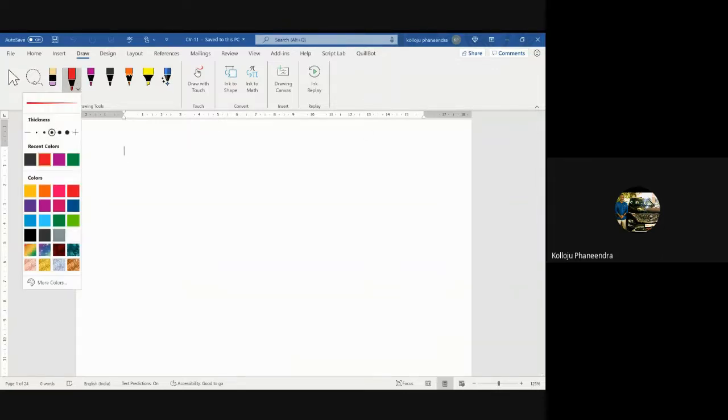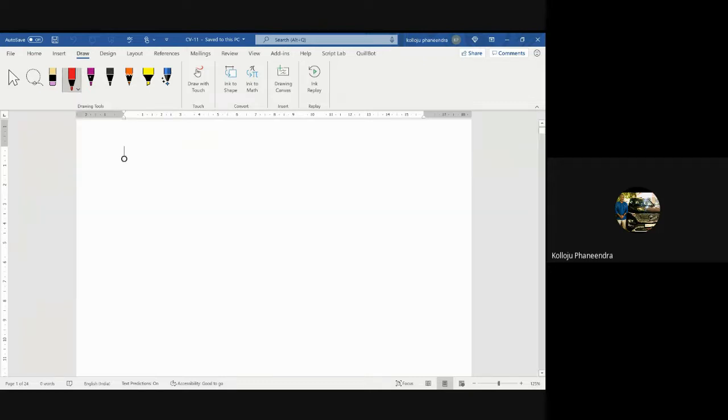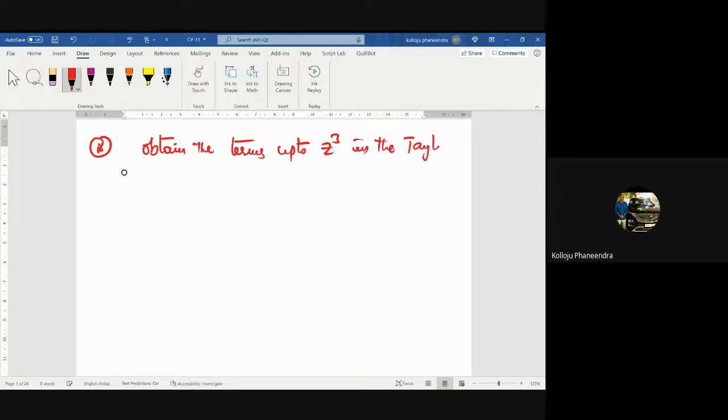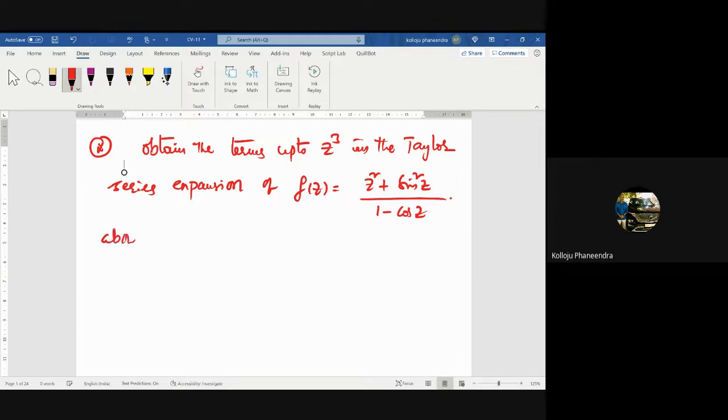Next problem. Obtain the terms up to z cube in the Taylor series expansion of f of z equal to z square plus sine square z by 1 minus cos z, about the point z equal to 0.